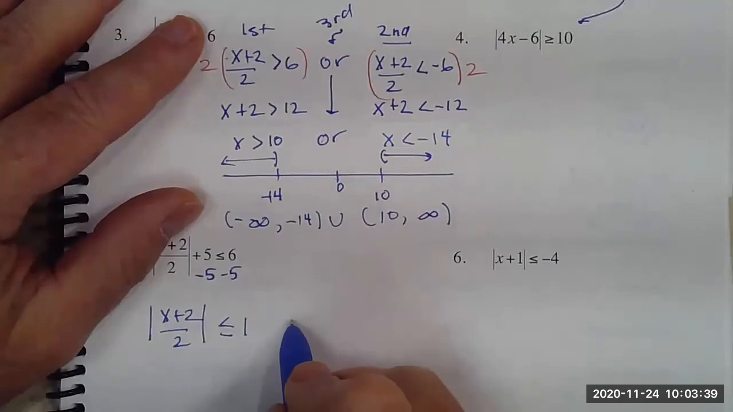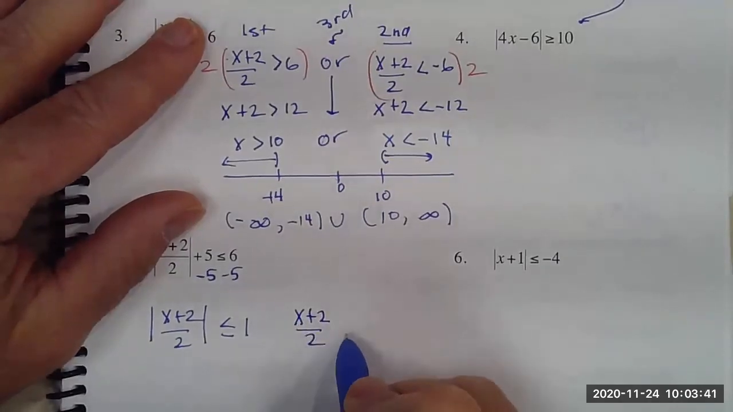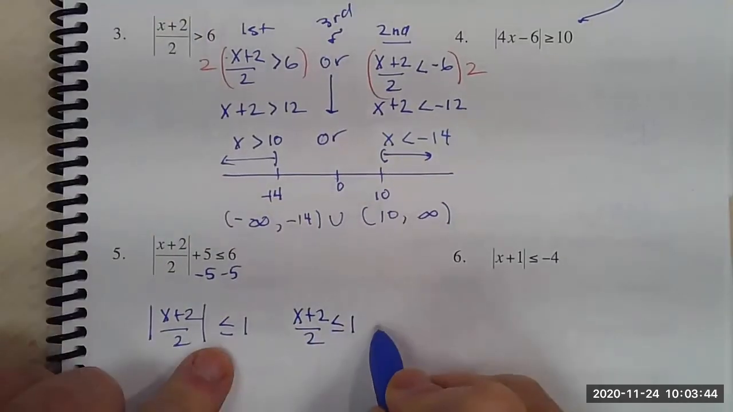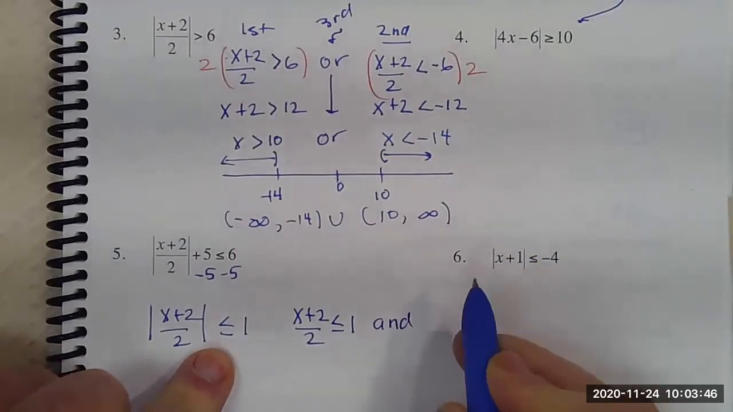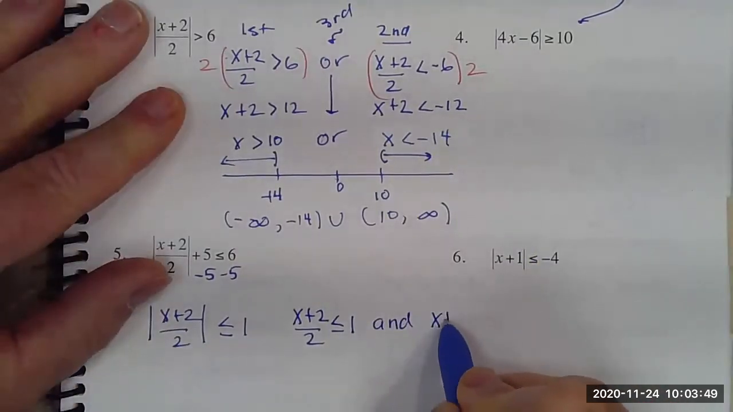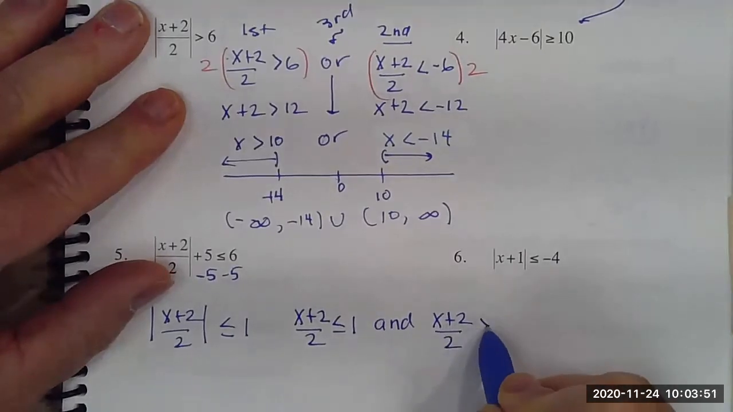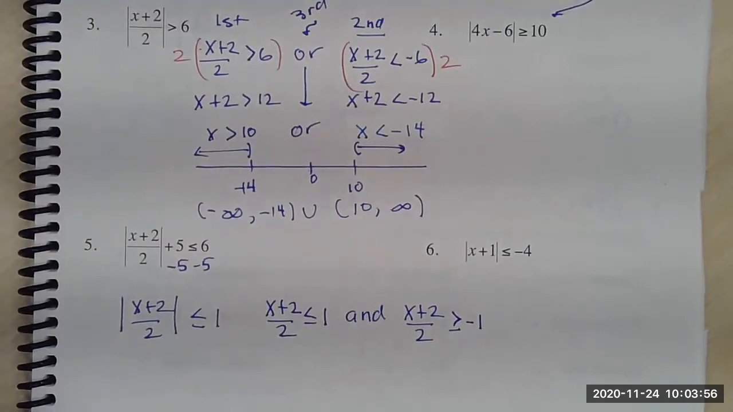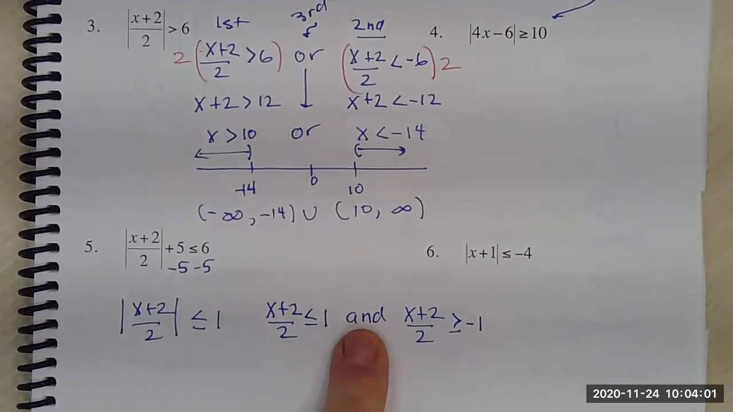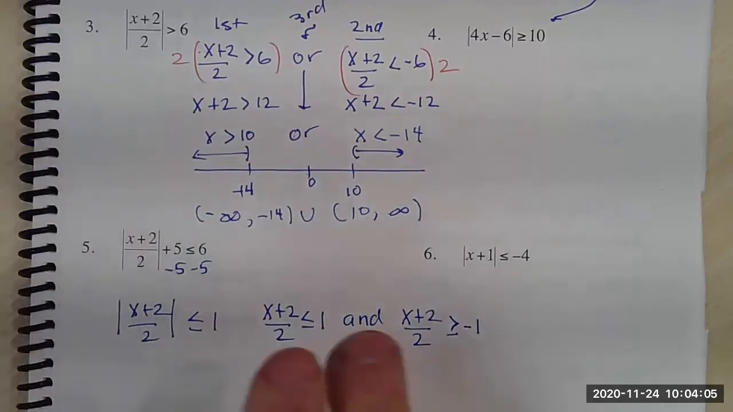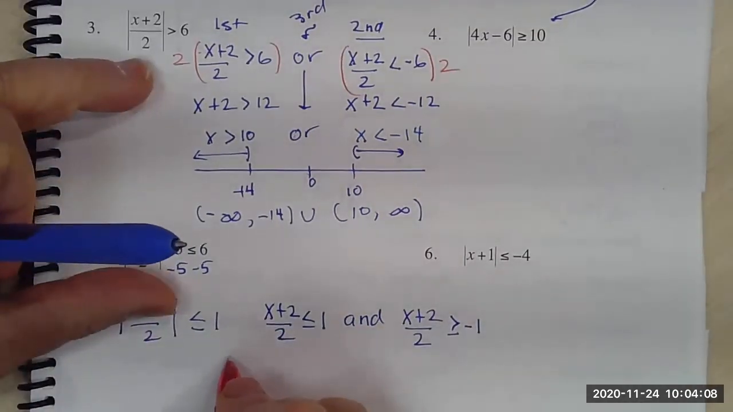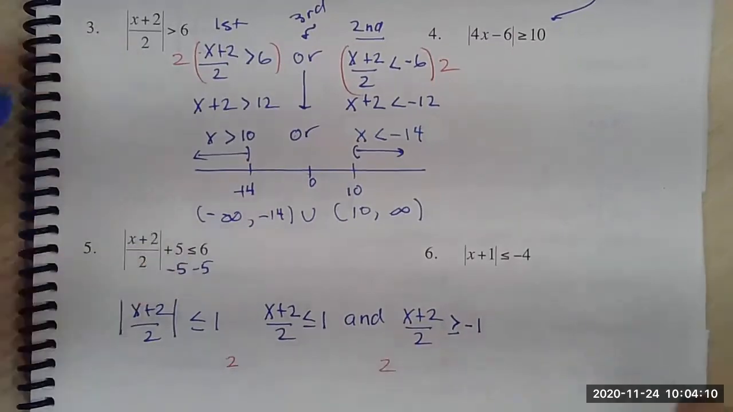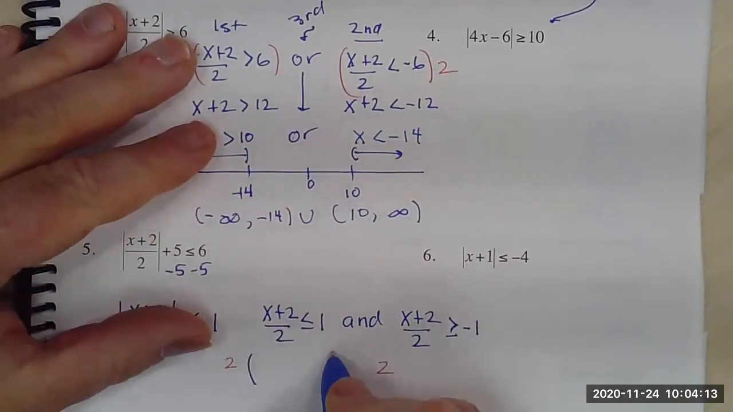All right, step 1, you go (x plus 2) again, all over 2, less than or equal to 1. Write the word and eventually. I'll do it now. And then (x plus 2) all over 2 greater than or equal to -1. So that's step 1, step 2, step 3. Step 4, solve. Okay, here we go. So I'll go 2 and 2, parentheses, all this stuff.